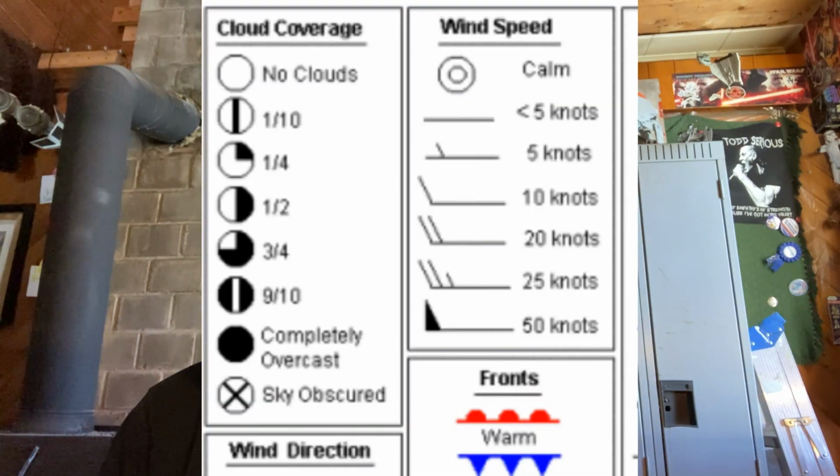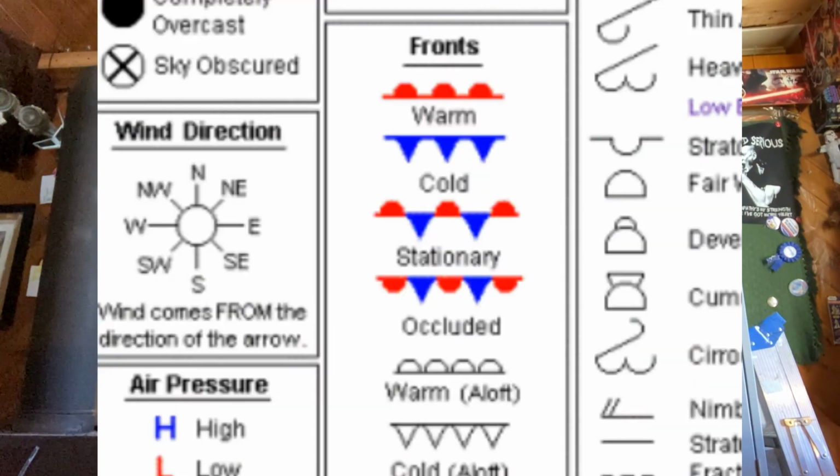When we look at some of the weather station symbols, we're going to avoid looking at the cloud types here. I'm not too concerned about that right now, partly because in the NAV CANADA maps I like to use, those symbols don't really show up much. You can get an idea of the cloud coverage: no clouds, 0, completely overcast and black. You might see that. Wind direction is pretty obvious. Wind comes from the direction of the arrow.